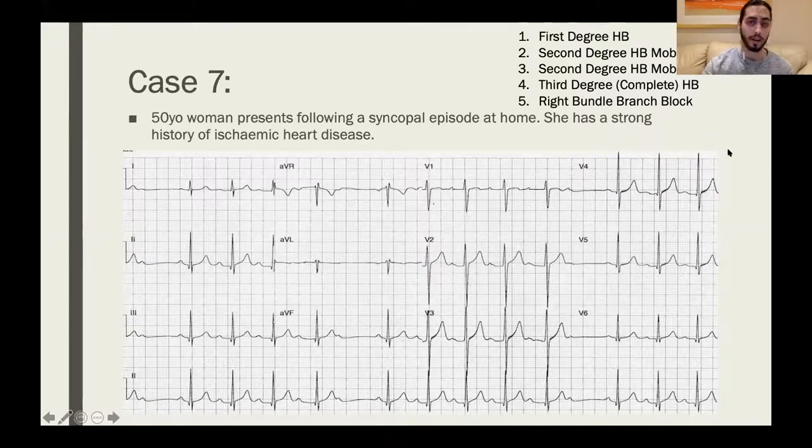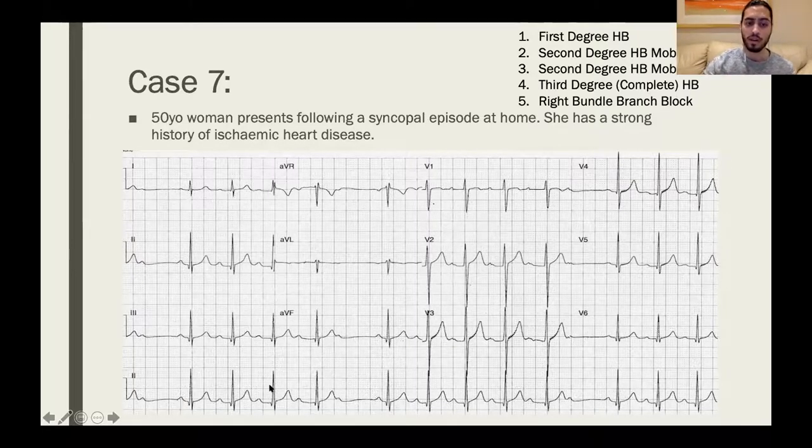So if we start by looking systematically at the rate, again, a bit weird, the rhythm doesn't seem right. So let's calculate the rate by counting the QRSs. 1, 2, 3, 4, 5, 6, 7, 8, 9, 10, 11, 12, so about 72, nothing crazy, ventricular rate normal.